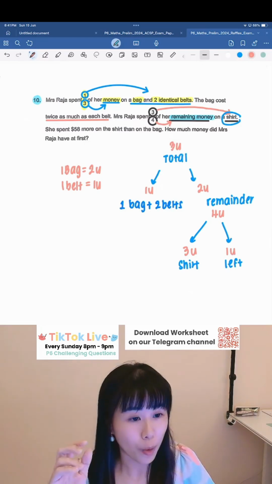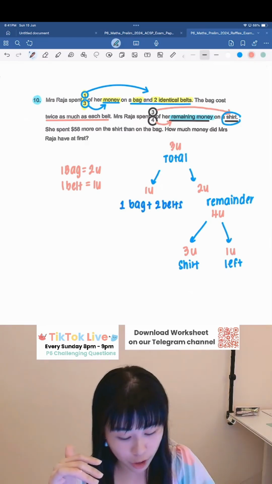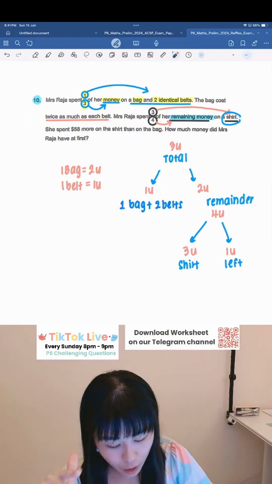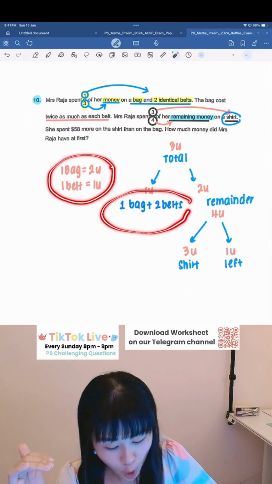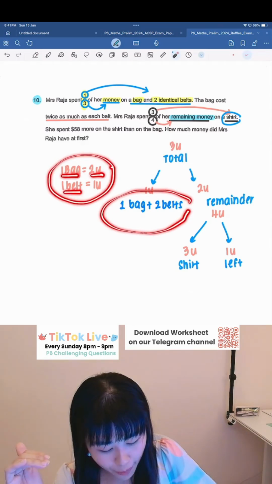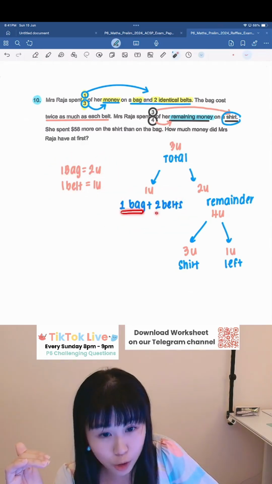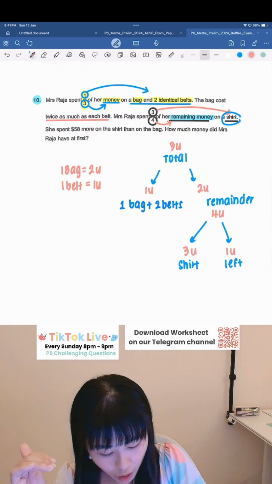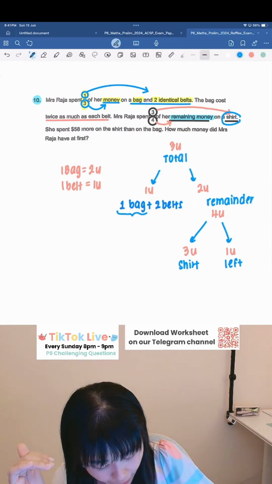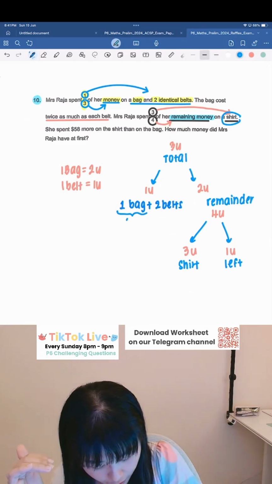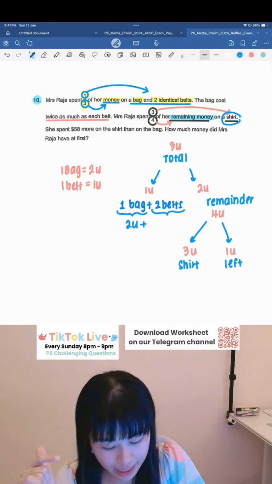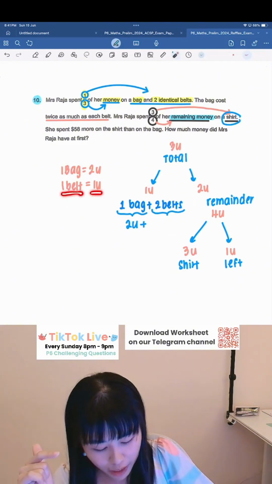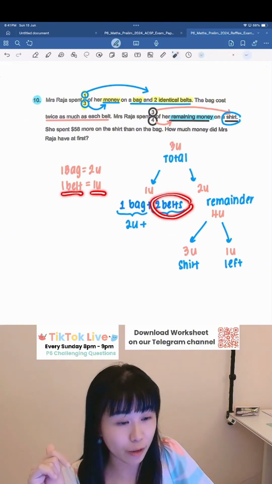Now, before I even start with this question, everybody, I will first tackle this and this. I want to join these 2 clues together. 1 bag is 2 units, 1 belt is 1 unit. Here I have 1 bag and 2 belts. So I know my 1 bag is 2 units already. What about my 2 belts, everybody? If 1 belt is 1 unit, 2 belts is how many units?